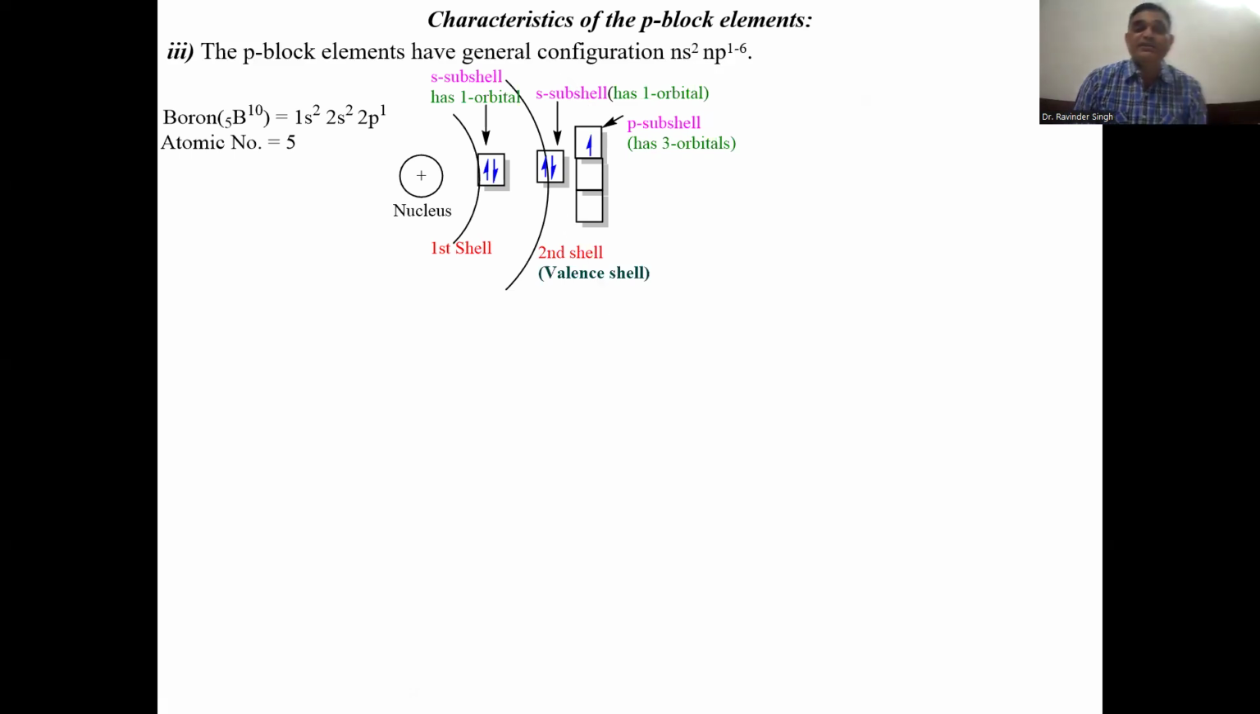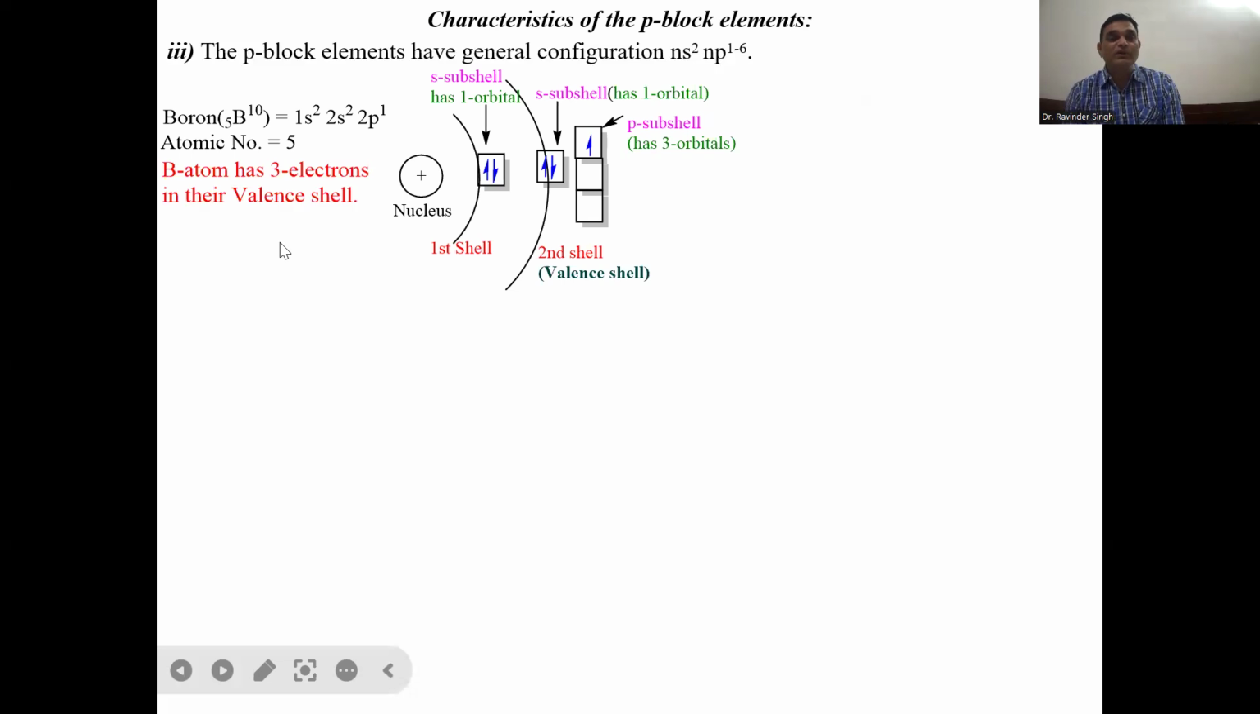As we already discussed, one of the 2s electrons can jump into the 2p to expand its valency. So boron can form 3 bonds due to the presence of 3 electrons after jumping of the 2s electron into the 2p. Next one is carbon. The configuration of carbon is 1s2, 2s2, 2p2.